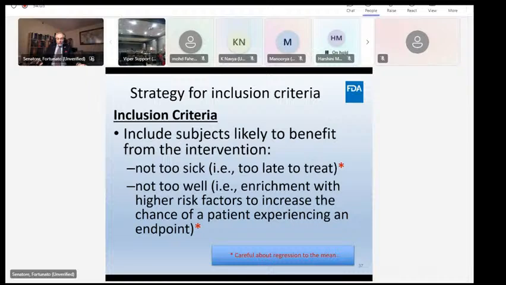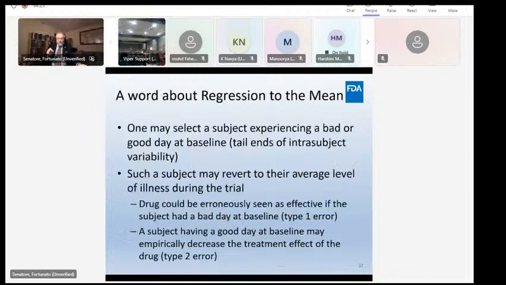And you could have, unfortunately, something called a regression to the mean. And what that means, a regression to the mean, you could select a subject experiencing a bad day or having a good day at baseline. So when a subject comes to you and they sign consent and they're in a clinical trial, they could be having a bad day, or they could be having a good day, they feel well. Such a subject may revert to their average level of illness during the trial.